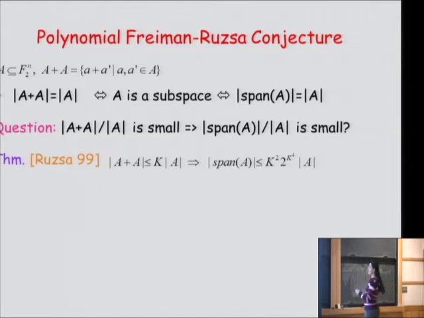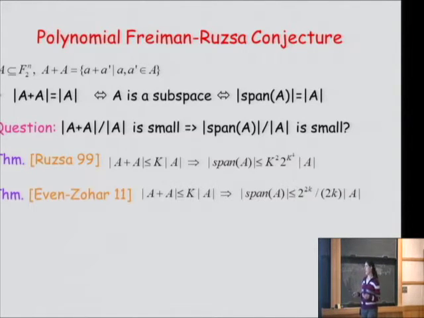So this theorem was improved by a series of papers. And the current state of the art result is a very recent result due to Even-Zohar from 2011 that says that if the size of A plus A is at most k times the size of A, then the size of span A is at most 2 to the k over 2k times the size of A. And this can actually be seen to be almost tight up to the factor of 2 over here.